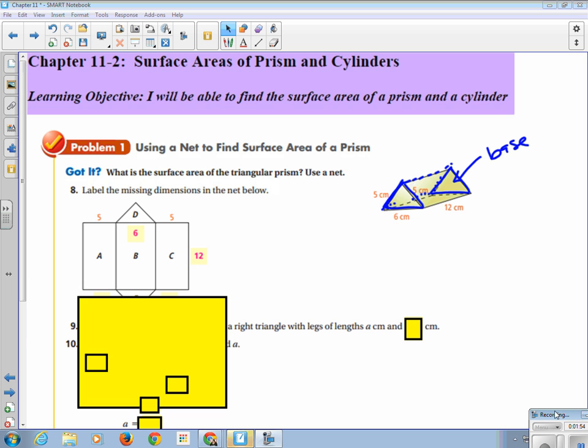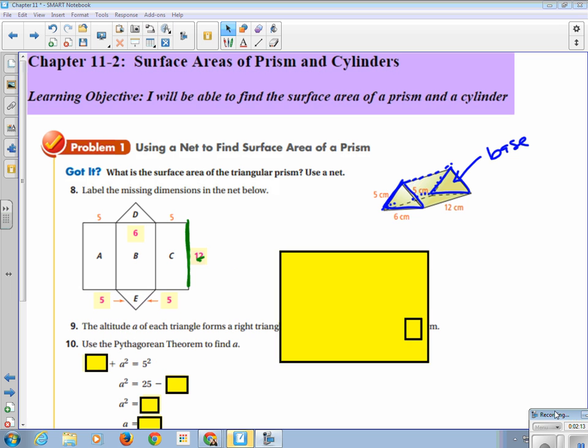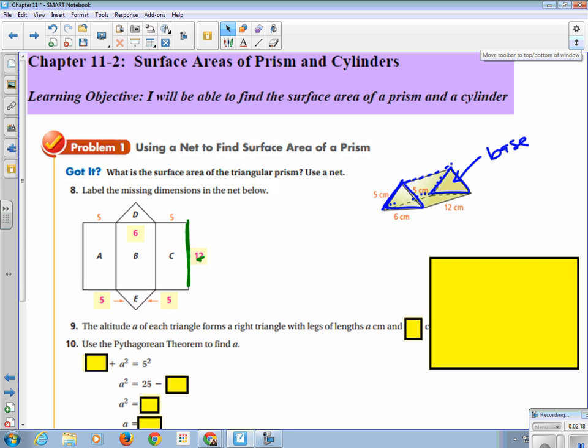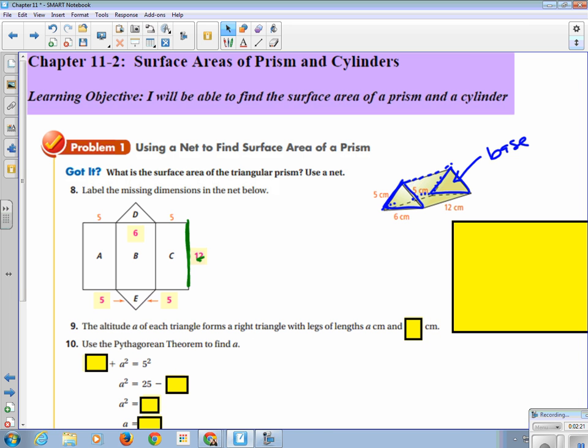It has a length of 6. This 12 here is the dimension for all of these, the heights for my rectangles, and that's 12. And the 5 gets to be each of the sides of my triangle at the bottom.